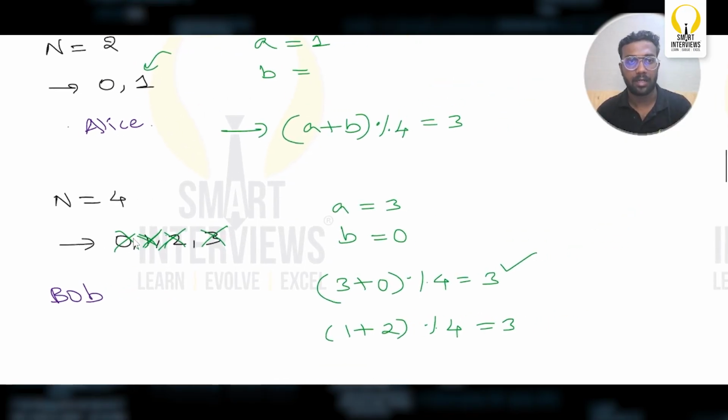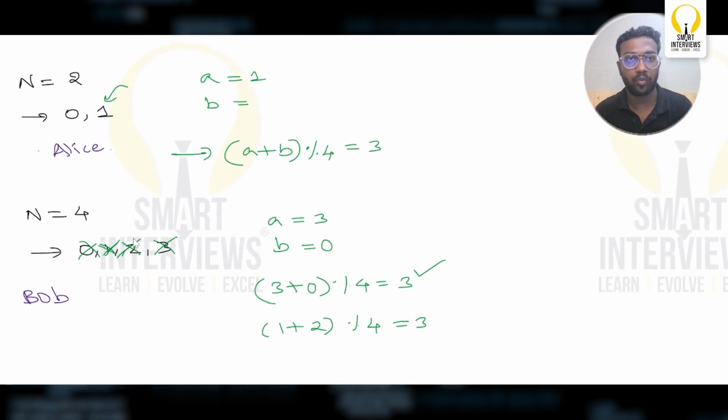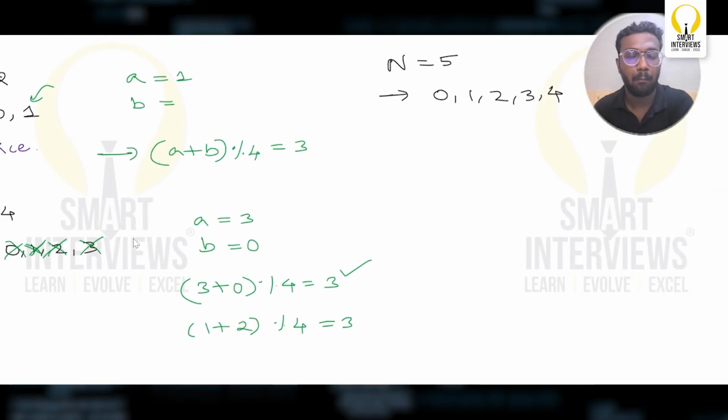Similarly, let's also see it for n equal to 5. If n is 5, 0, 1, 2, 3. These are the numbers which will be written on the blackboard. Since both Alice and Bob would want to play optimally, they will play optimally here.